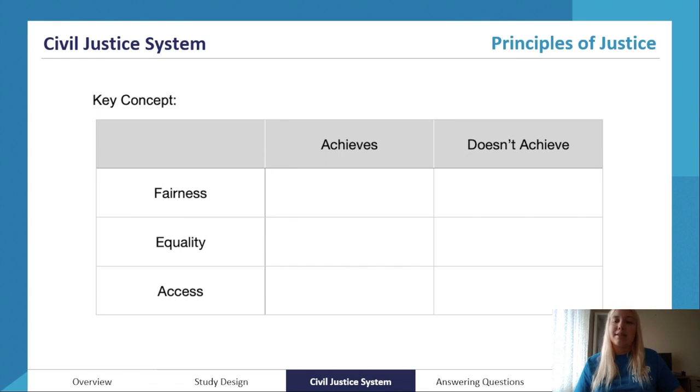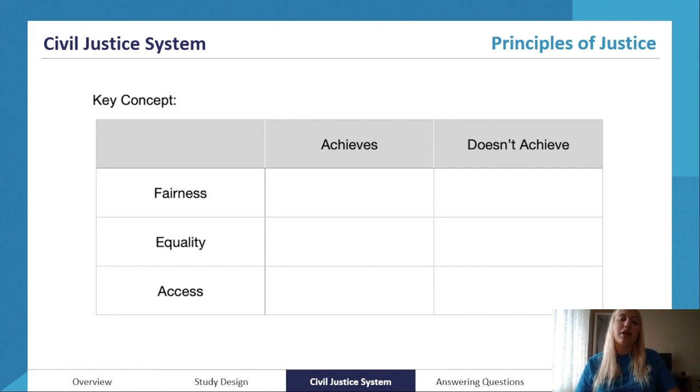So what you should be doing is making tables that look a bit like this, noting each principle of justice. You should be able to define them as well. We'll have a look at the definitions in your own words, hopefully, and how a system or process achieves and doesn't achieve. Essential that you have these tables. Oftentimes in legal studies textbooks, there's not enough information to make a really strong table for an extended response question when it comes to the principles of justice. So you need to add some of your own ideas as well.